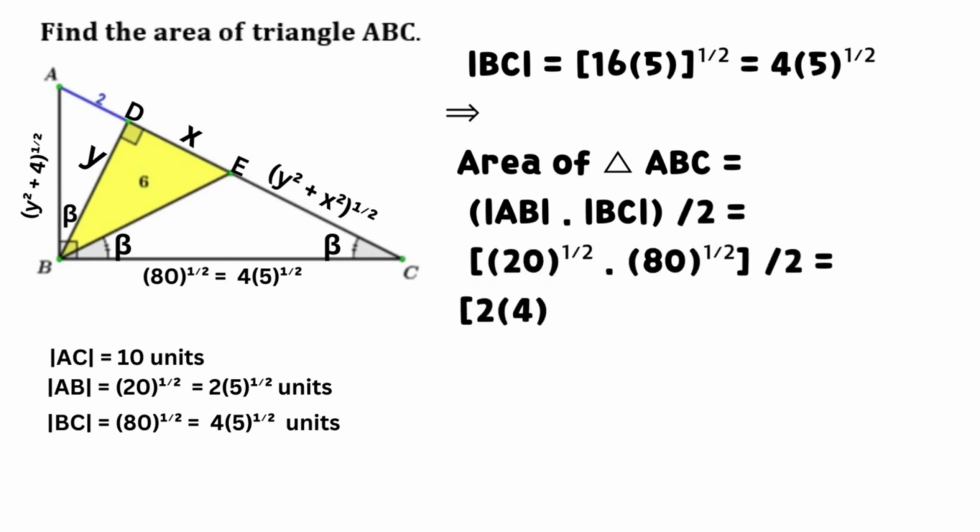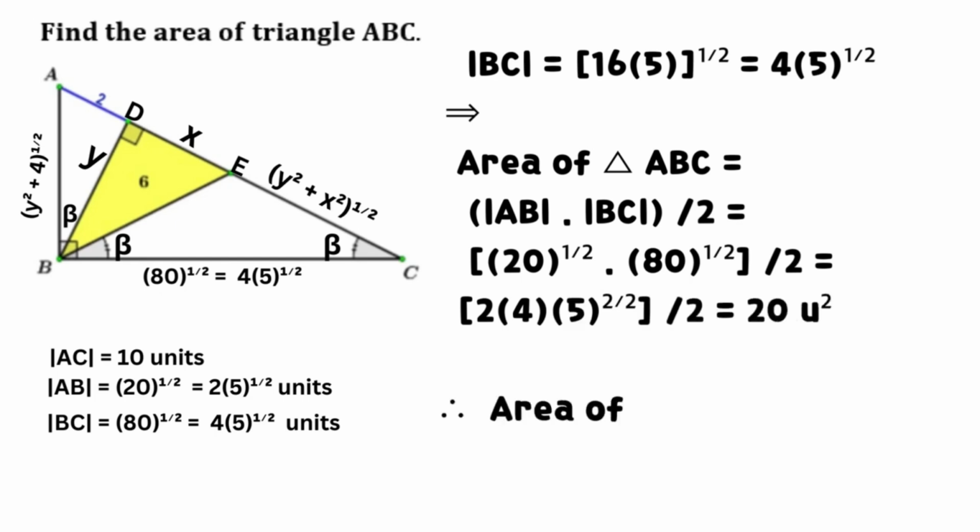This implies that area of triangle ABC equals the product of AB and BC all divided by 2 equals the product of the square root of 20 and the square root of 80 all divided by 2, which equals 20 square units. Therefore, area of triangle ABC equals 20 square units.